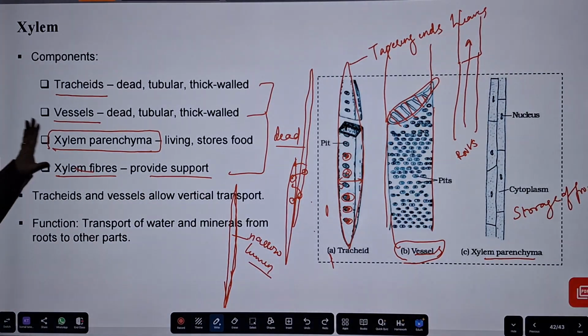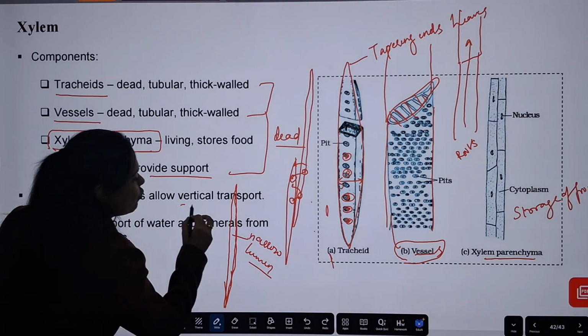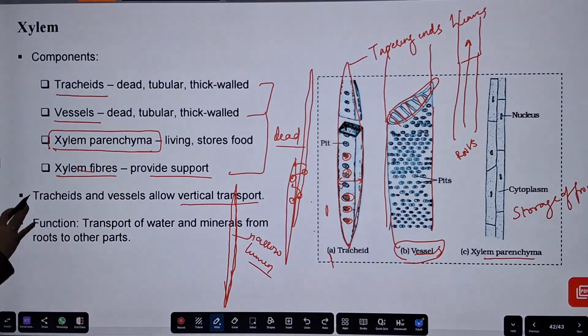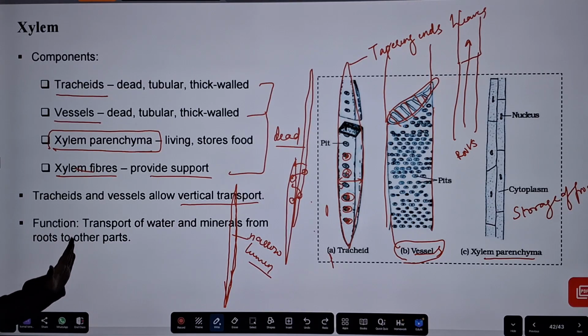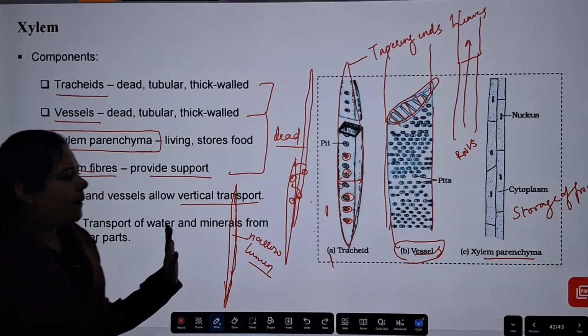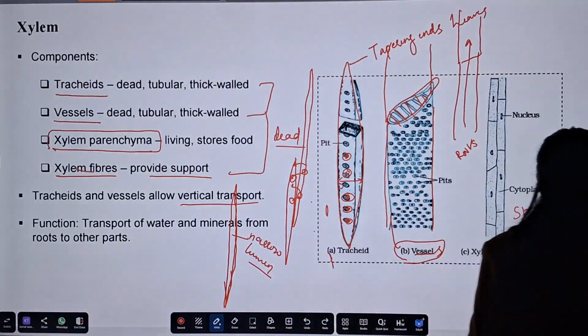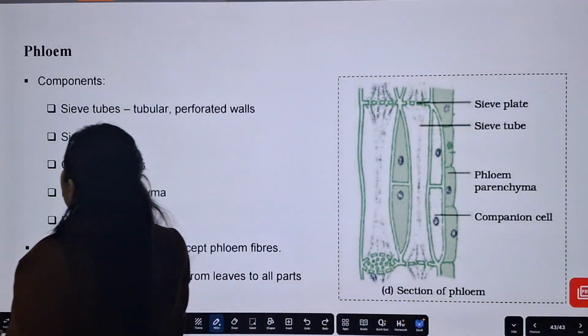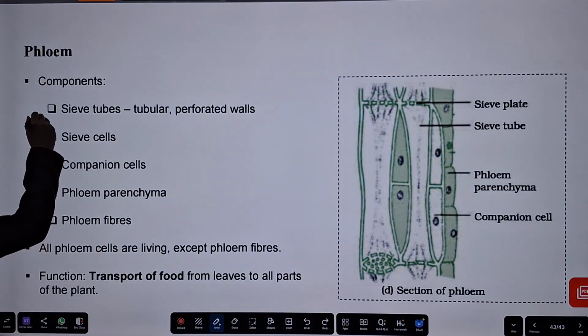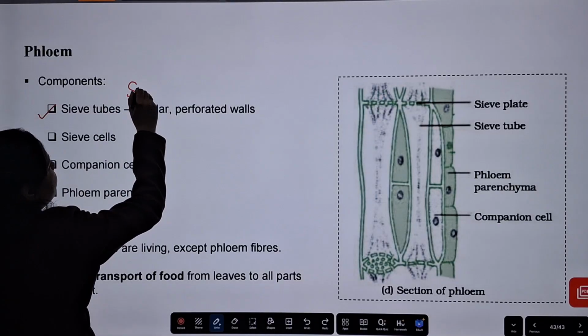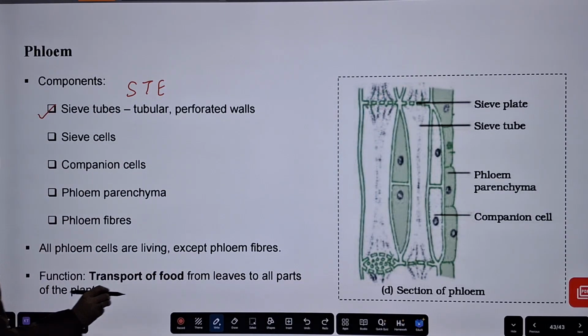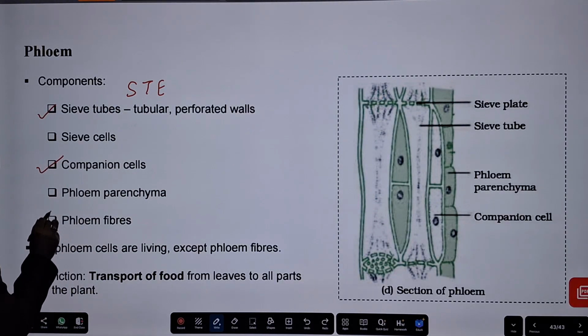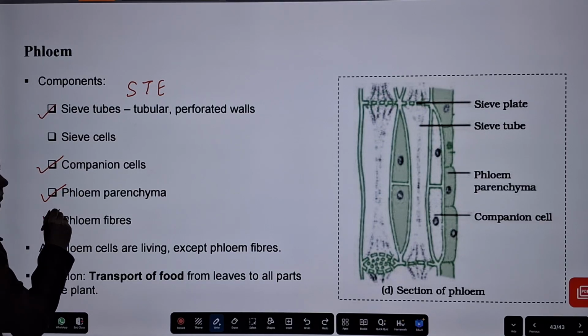So these four types of cells group together and they allow the vertical transport of water and minerals from the roots to the leaves. Main function of xylem is transport of water and minerals from roots to other aerial parts of the plant. Now let's discuss the second complex permanent tissue, that is phloem. Phloem also has four components: sieve tube element, then companion cell, phloem parenchyma and phloem fibers.